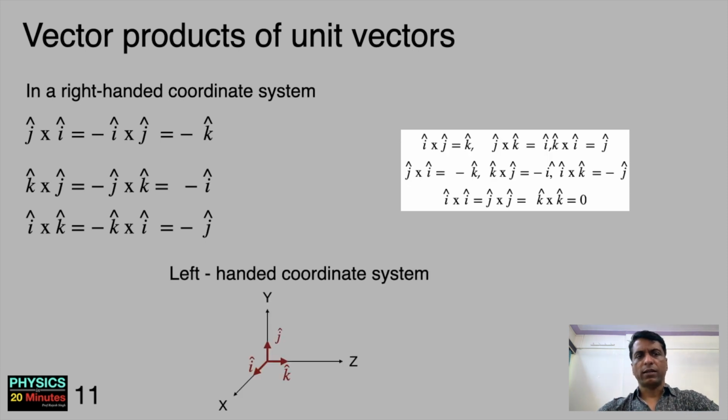Here is the diagram for a left-handed coordinate system. Look at it. If you have to find i cap cross j cap in this case, if you curl your right hand fingers from i cap to j cap, your thumb will point towards minus k cap. We are not going to use this particular system.